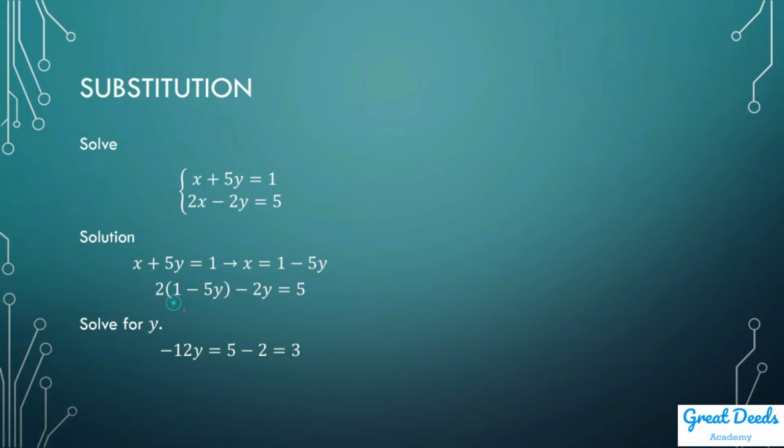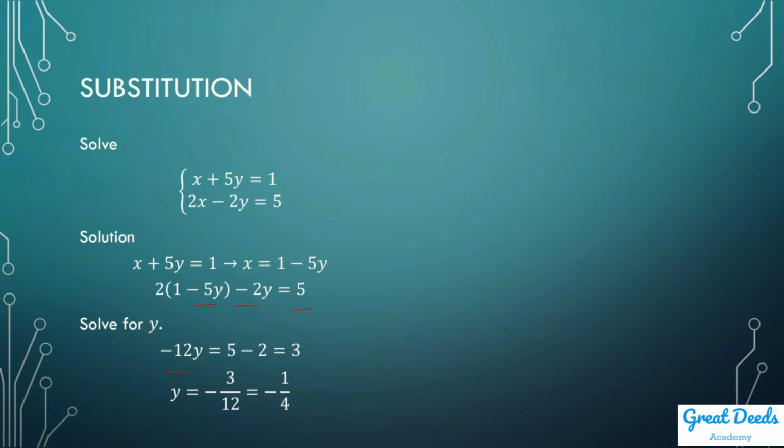This one is the distributive property of multiplication. This becomes 2 times 1 is 2 minus 10y minus 2y is equal to 5. So minus 10y minus 2y is negative 12y. And then transposition, 5 minus 2 is equal to 3. Solving for y, y is equal to negative 1/4.